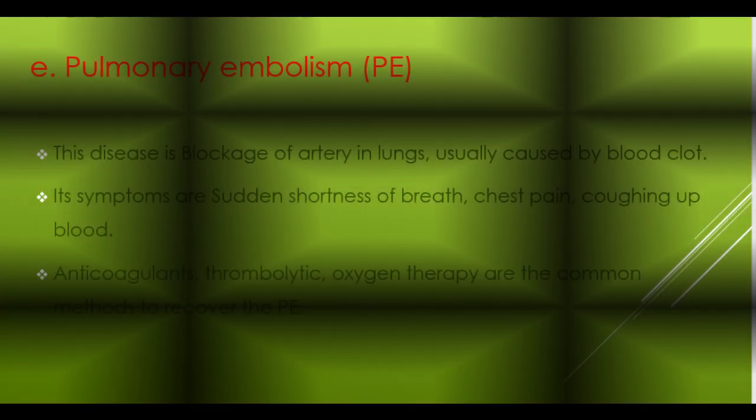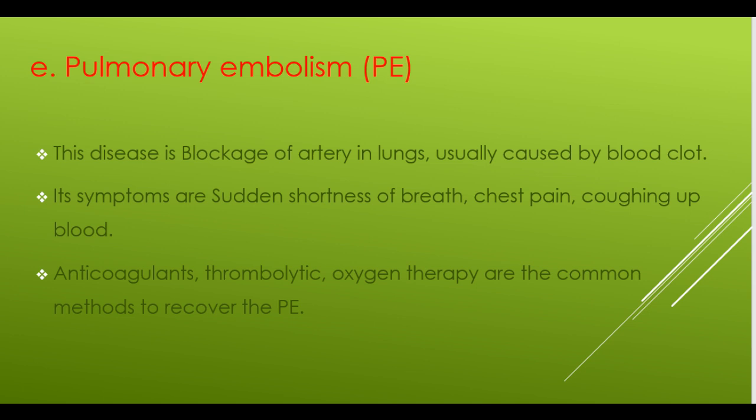E. Pulmonary embolism, PE. This disease is a blockage of an artery in the lungs, usually caused by a blood clot. Its symptoms are sudden shortness of breath, chest pain, coughing up blood. Anticoagulants, thrombolytics, oxygen therapy are the common methods to recover from PE.